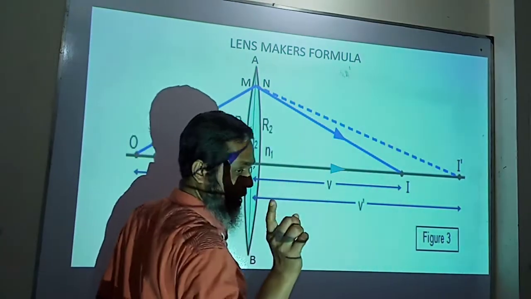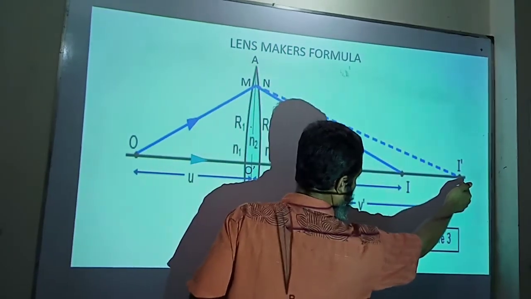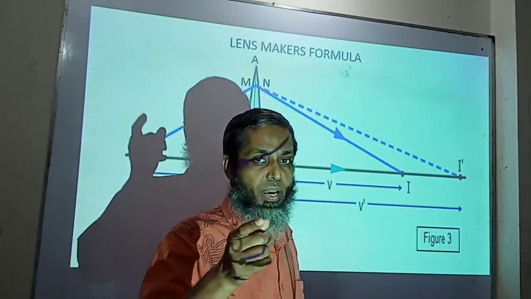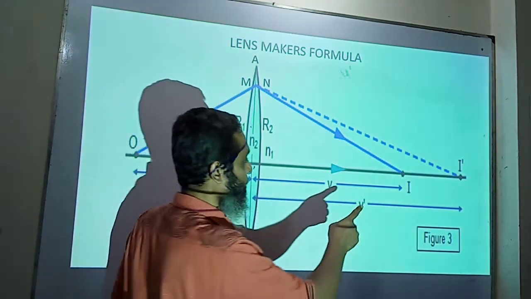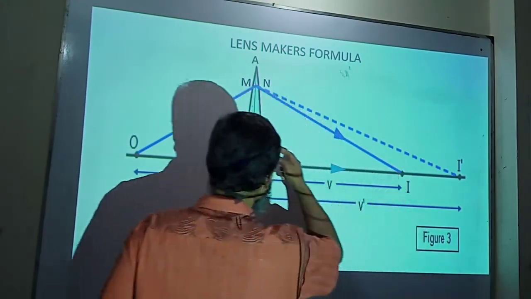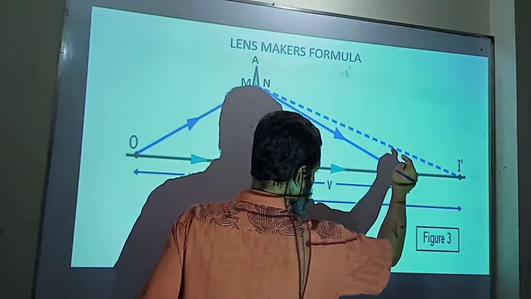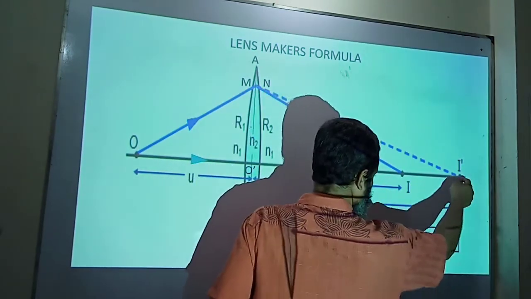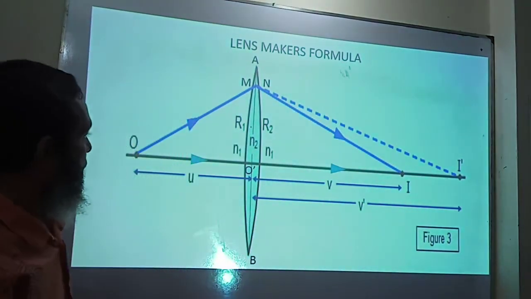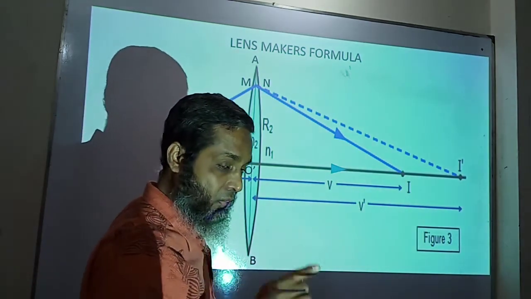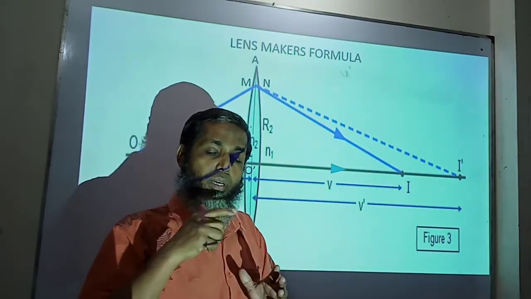This is very important to remember that the image is real. When the object and image are on both sides of the lens, then one will be real and another will be virtual. Here the image is real. Obviously it is real because it is a convex lens, and when the image is formed behind the convex lens, the image is real. Since the image is real, I prime will be the virtual object for the refraction at the second surface, that is at the surface AB. We always know that the object is always real, but in this case the object is virtual.